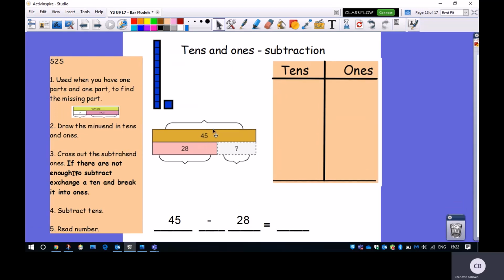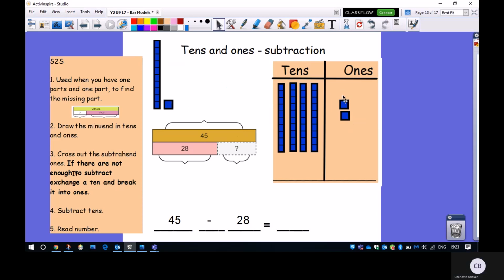So we need to draw the minuend in tens and ones. So looking at my minuend, my 45, my whole, I've got 1, 2, 3, 4. Okay, oh, that's only 3. I've got 4 tens and 5 ones. 1, 2, 3, 4, 5. Okay, so that's 45.